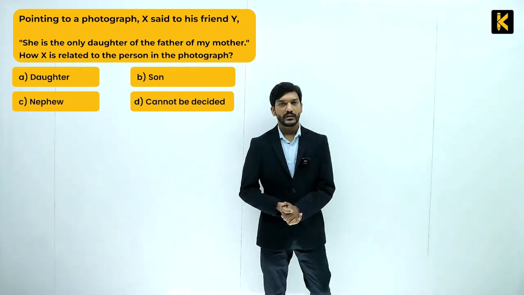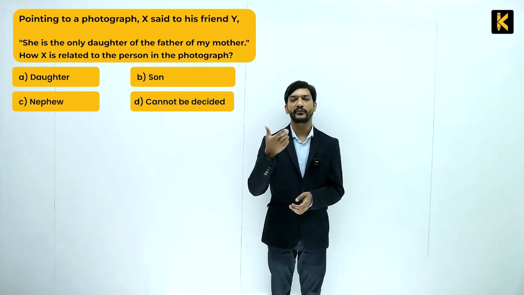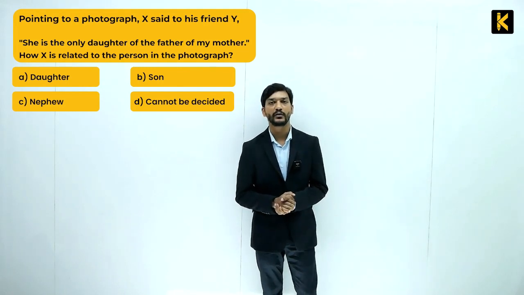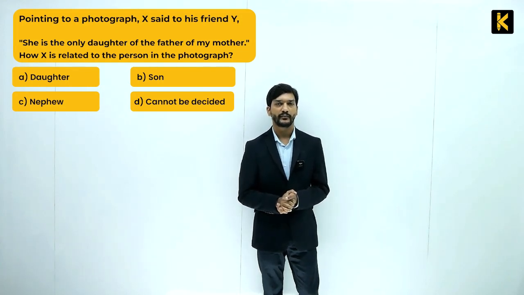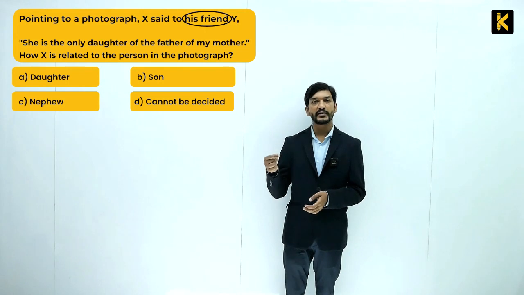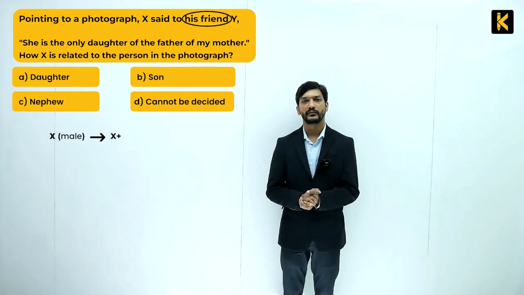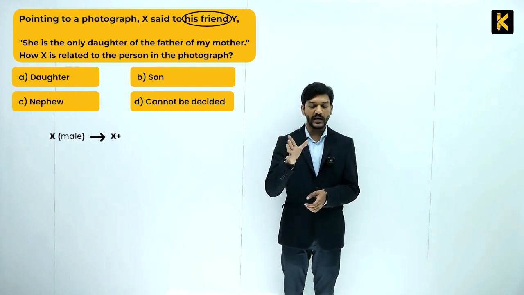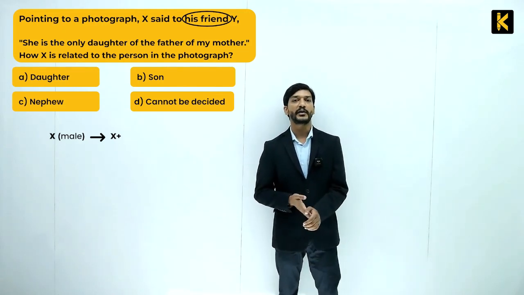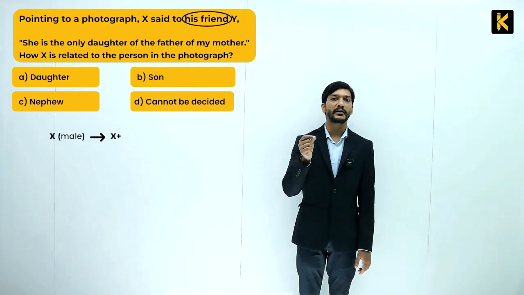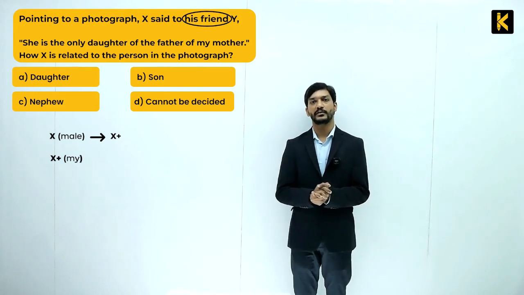Alright. So from the starting part of the question, pointing to a photograph, X said to his friend Y. That means X is a male person. And who said the statement? X is the person who made the statement. Because X made the statement, the words my and I will be used for X in the statement.